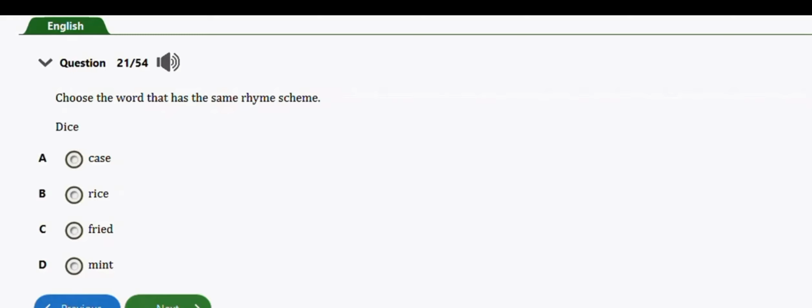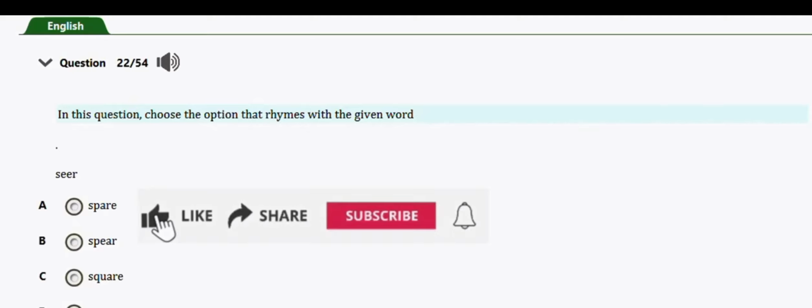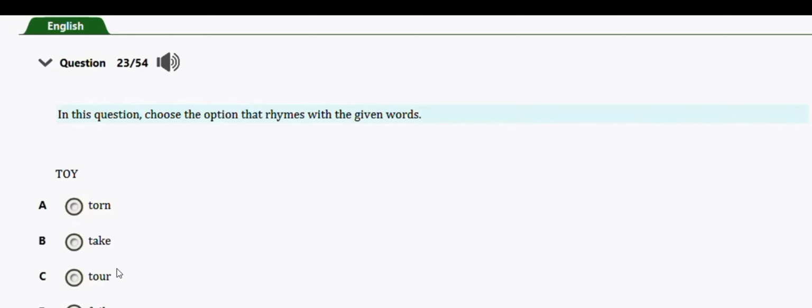Next question. It says the one that has the same rhyme with steer. We have spare, spear, square, snare. So the right answer to this question is option B, which is spear. Next question. It says the one that has the same rhyme with Thor. You have turn, take, Thor, foil. The right answer is option D, which is foil.